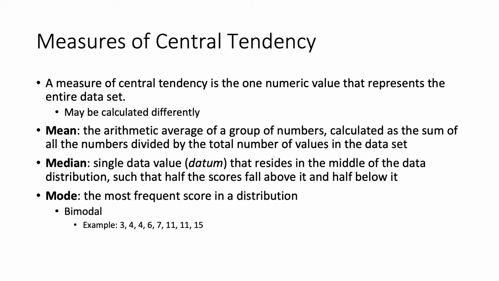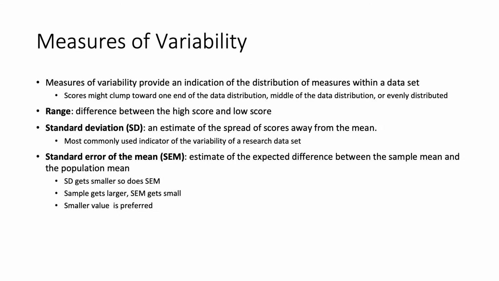And one thing is that if there are two scores occurring with the same frequency higher than the frequency of all other scores, the distribution is termed bimodal. Measures of variability provide an indication of the distribution of the measures within a data set. So depending on the nature of the data collection, the scores might clump toward one end of the data distribution, the middle, or be evenly distributed.